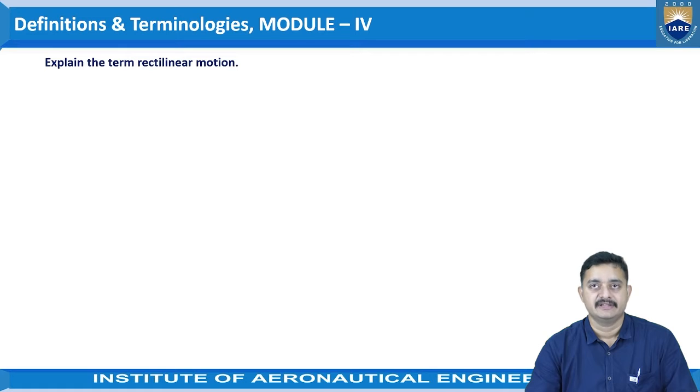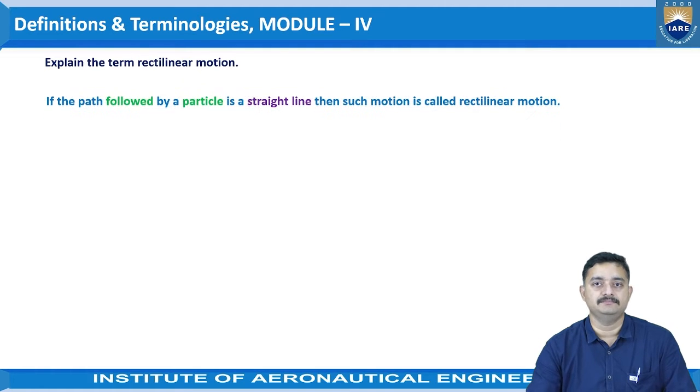Now coming to the next one, which is: explain the term rectilinear motion. So this is the definition given. If the path followed by a particle is a straight line, then such motion is called rectilinear motion. The continuous change of the position of the object with respect to some reference or datum is a straight line. That means the object is moving in a straight manner without any deviation of position here and there. It is continuously moving in a straight line. Then such motion is called rectilinear motion.